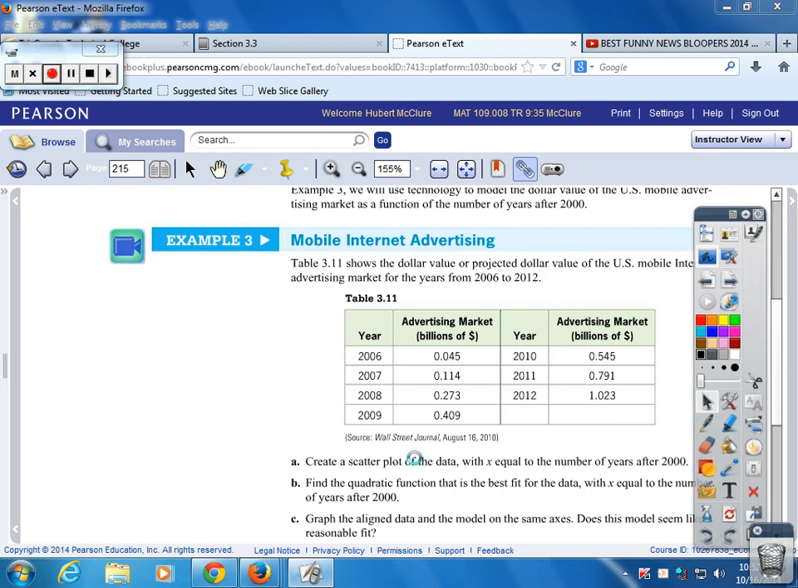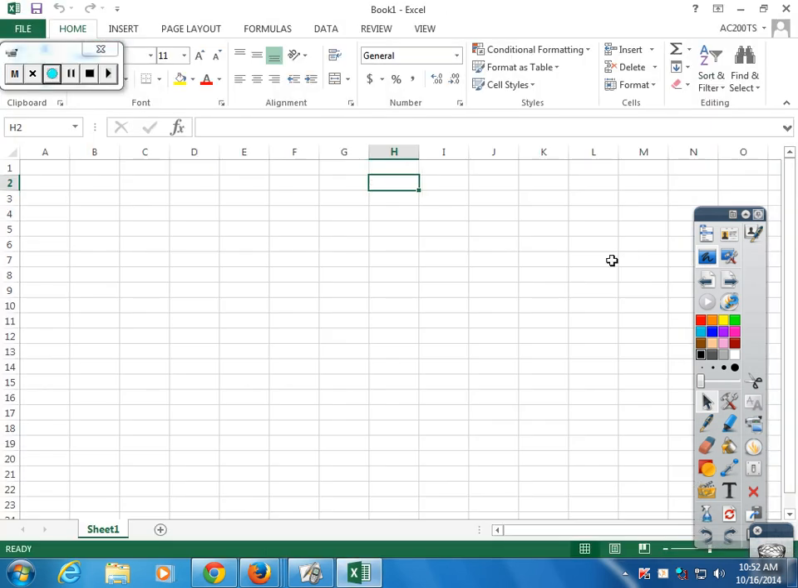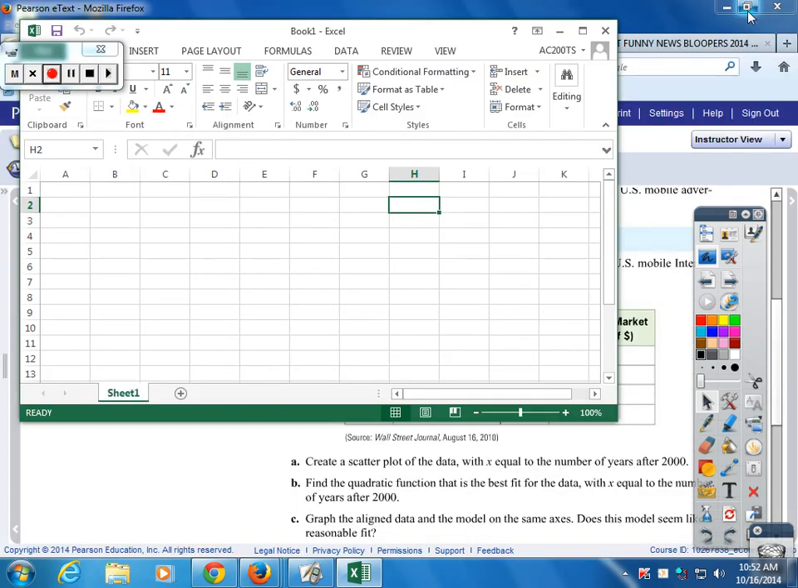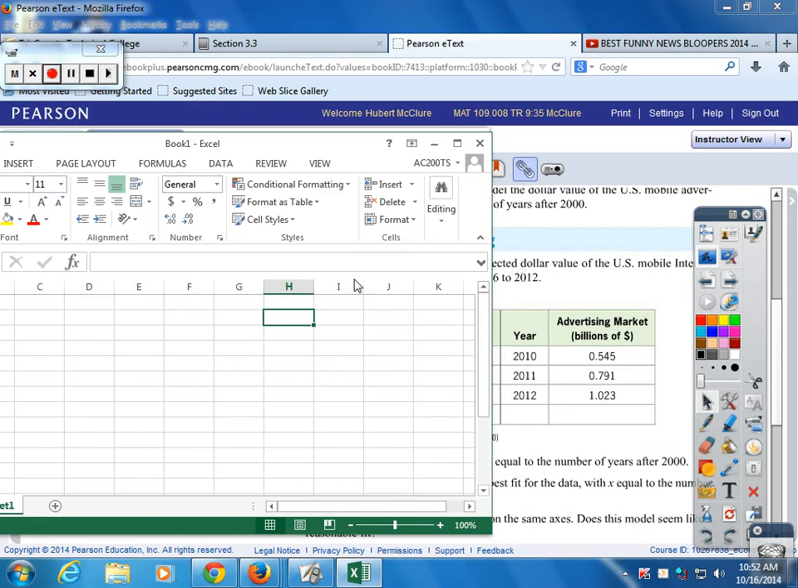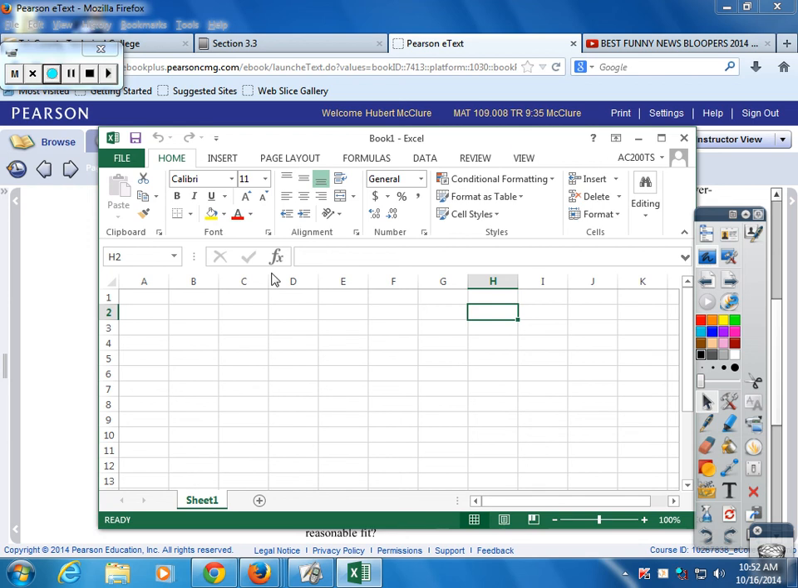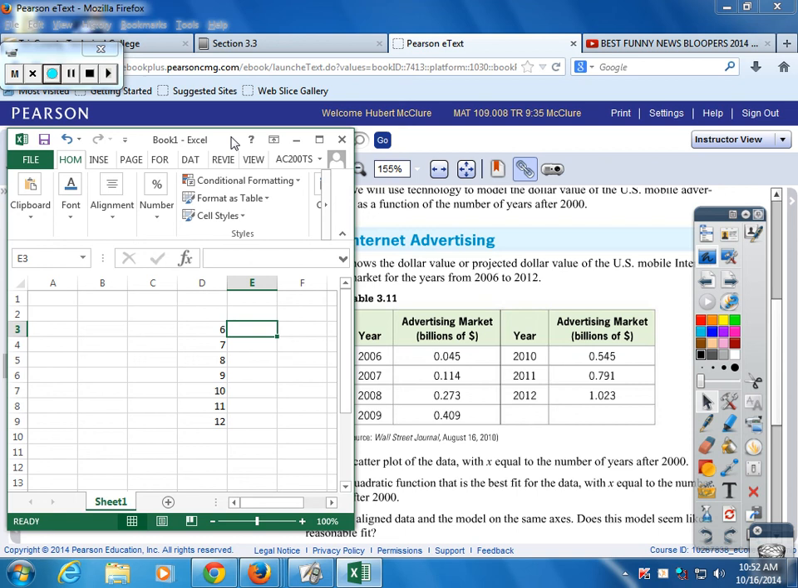All right, scatter plot. So you take your handy-dandy calculator, and if you don't use a calculator, you can use the Excel spreadsheet. I'm going to use the Excel spreadsheet just because it's easier for y'all to see. And I got to make it small where I can see. All right, years since 2000, right? 6, 7, 8, 9, 10, 11, 12. Move it over a little bit. There we go.